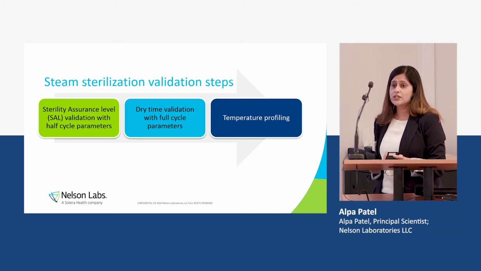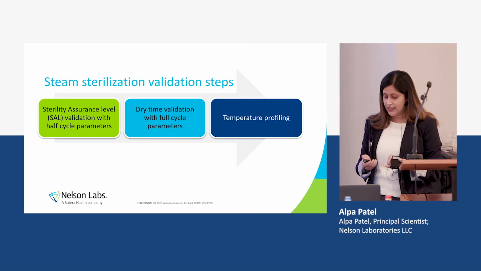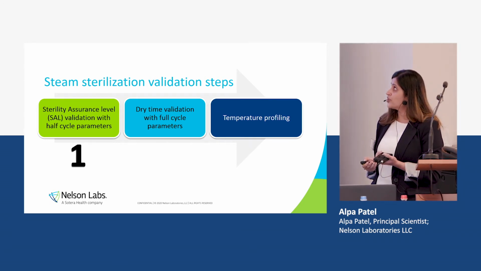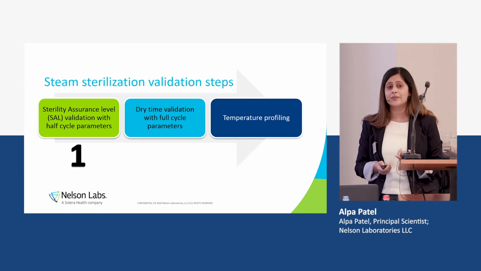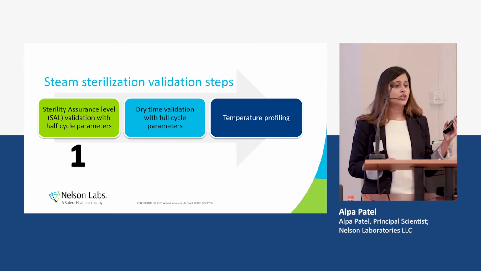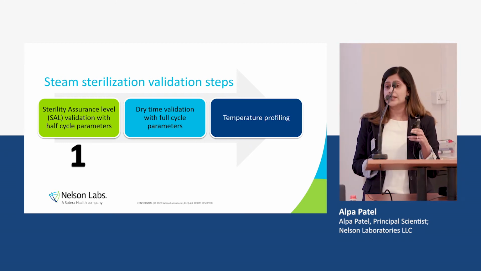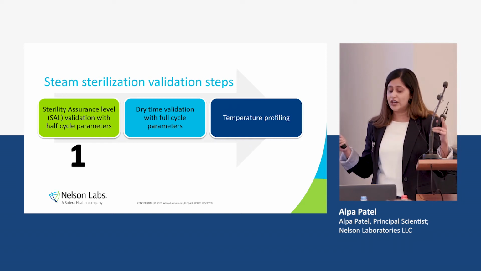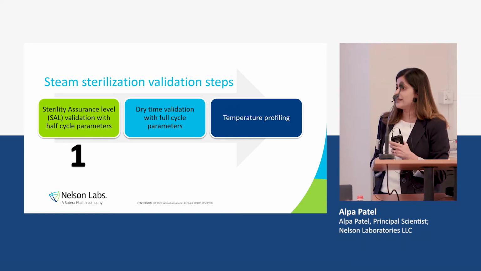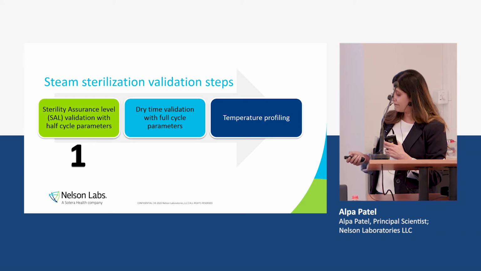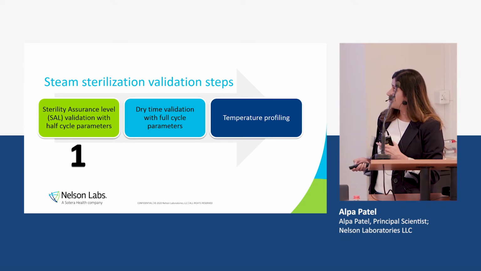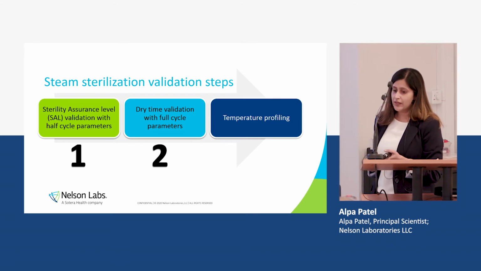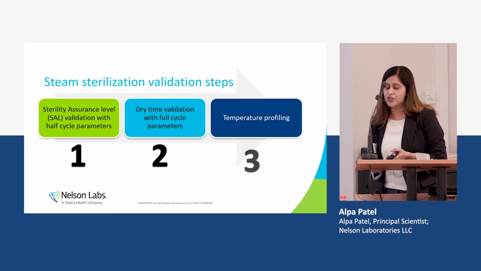There are 3 steps to steam sterilization validation. The first step is we're going to do a sterilization level validation with half-cycle parameters. So we're going to inoculate the devices with 10 to the 6 and ensure that in the half cycle of that entire full cycle, it does kill a 6 log. The next one is the dry time validation, where we do a full cycle validation for that, and then temperature profiling.